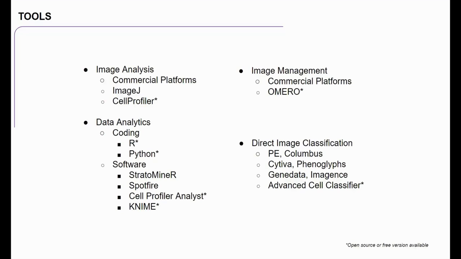Apart from the commercial platforms that come with those instruments, you can also use something like ImageJ or CellProfiler. CellProfiler is a very well established open source image analysis platform that is very suitable for a lot of this work. As regards image management, again, some of the commercial platforms have image databases and data management databases that they package with their instruments. Another option for an open source image database is the OMERO platform, which, like CellProfiler, is a very successful open source tool.